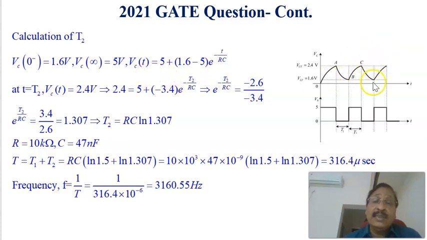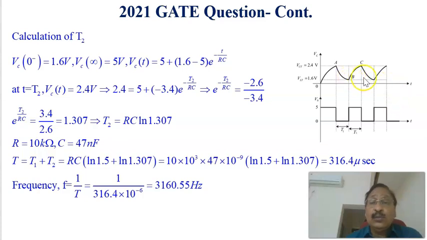That is why VC(t) at infinity is taken as 5 volts, and the initial voltage is 1.6. Therefore, VC(t) = 5 + (1.6 - 5) e^(-t/RC). That is the equation for the capacitor voltage during charging.